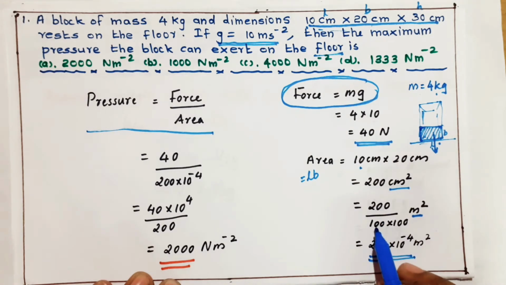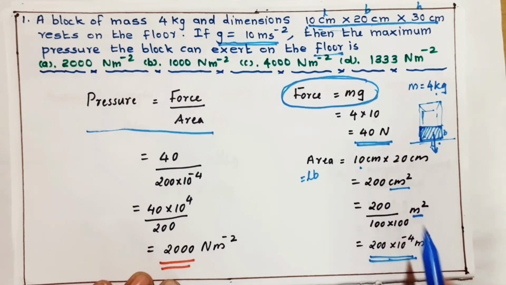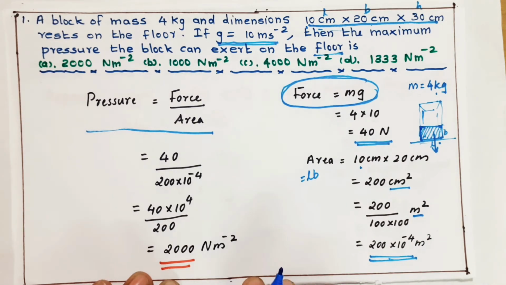Because the denominator, how many zeros? 1, 2, 3, 4. It means 10 power 4 in denominator. When a denominator term goes to the numerator, its power changes. So 10 power positive 4 is converted to 10 power negative 4. Clear? So we got an answer 200 into 10 power minus 4.